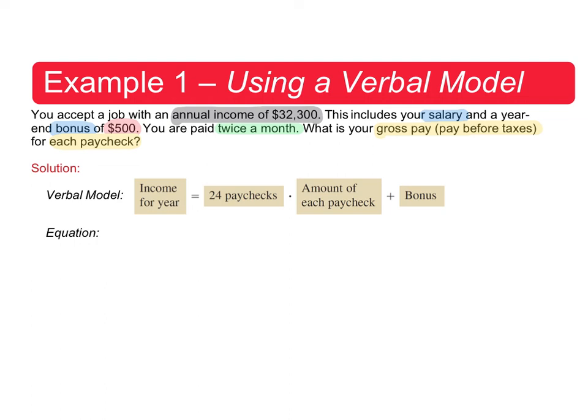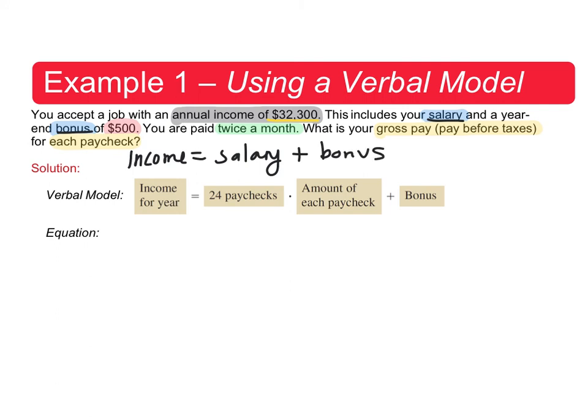Okay. So basically we want to know how much is each paycheck before taxes are taken out. We have an annual income, so that's going to be like our total. I'm going to write some notes here with their verbal model as well. So income is going to equal our salary plus, and I'm trying to use math symbols, plus our bonus. And we know that bonus is $500.